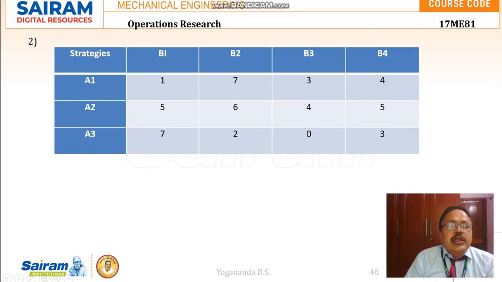Then the next problem, we have 3 strategies for player A and 4 strategies for player B, and this is the payoff matrix written for player A. If the same matrix is written for player B with the same numbers, the signs will get changed. If it is plus here, it becomes minus. If it is minus here, it becomes plus.